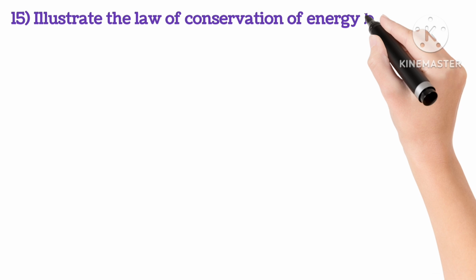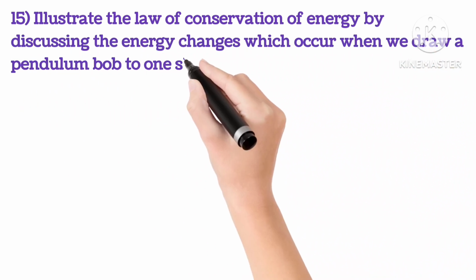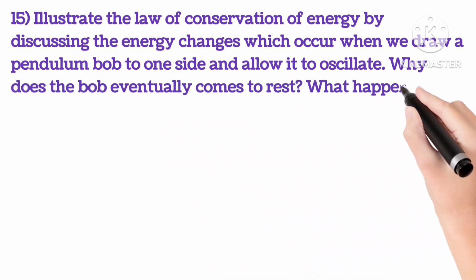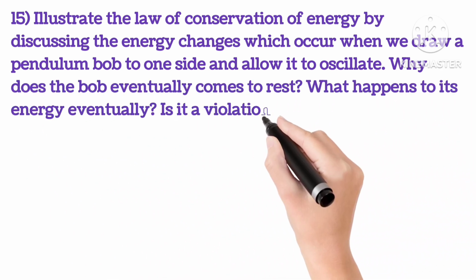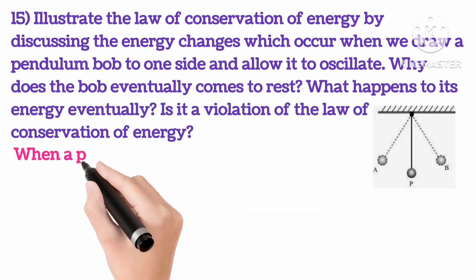15. Illustrate the law of conservation of energy by discussing the energy changes which occur when we draw a pendulum bob to one side and allow it to oscillate. Why does the bob eventually come to rest and what happens to its energy eventually? Is this a violation of the law of conservation of energy?